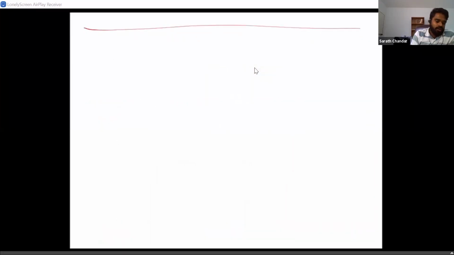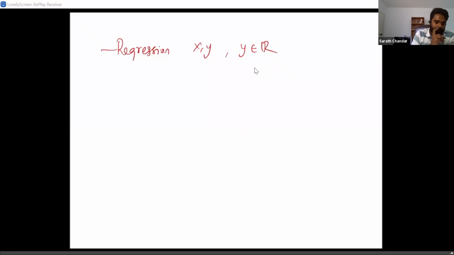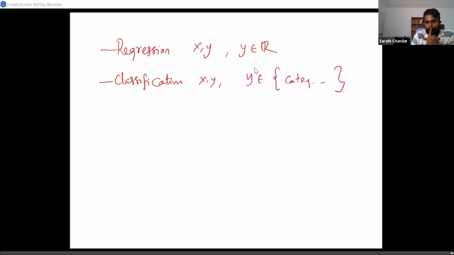Now we are going to switch gears and look at a different type of machine learning problem. So far we have seen regression, in which case you have x comma y, where y belongs to some real value. And we have seen classification, where you have x comma y, where y belongs to some categories. Now I will introduce a new problem, which is the problem of dimensionality reduction.